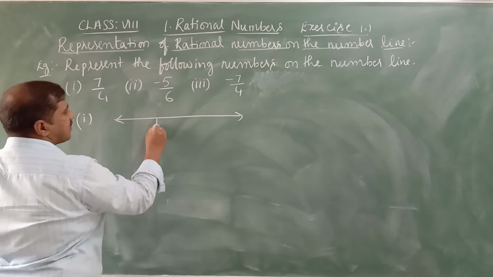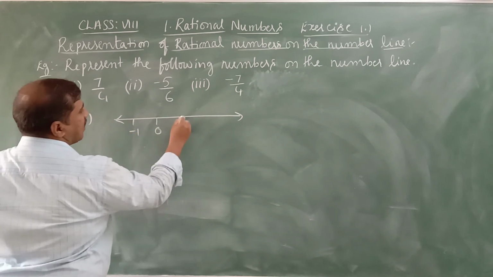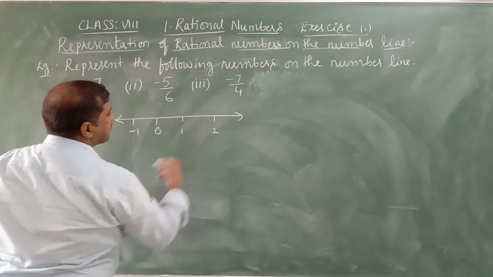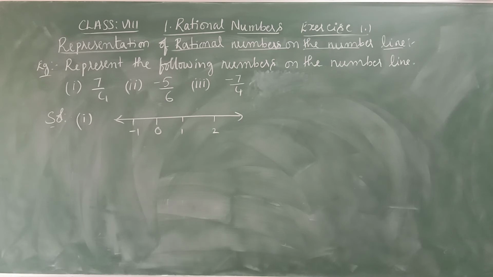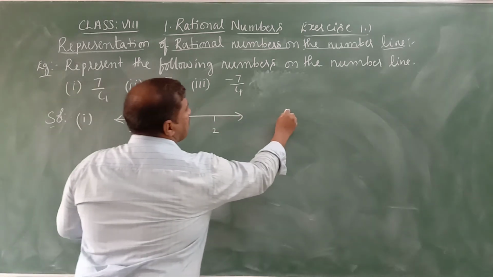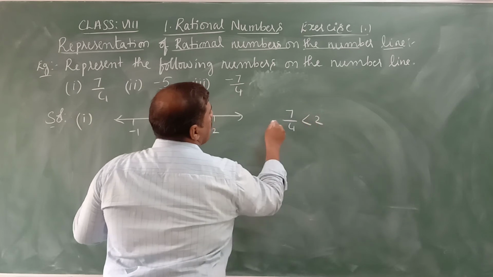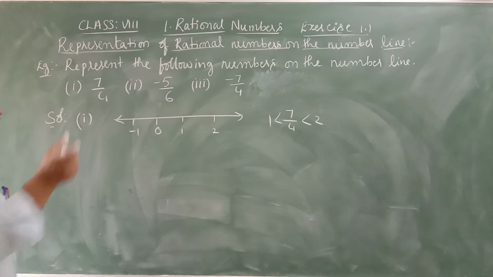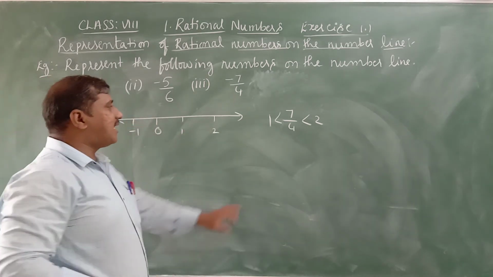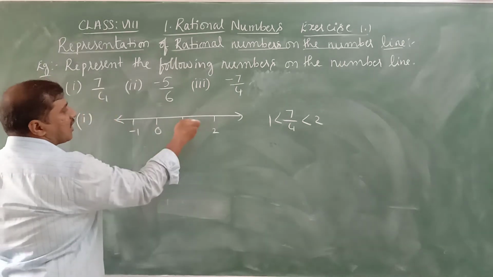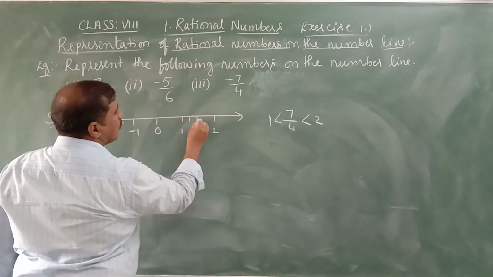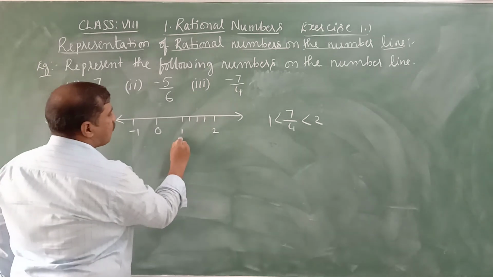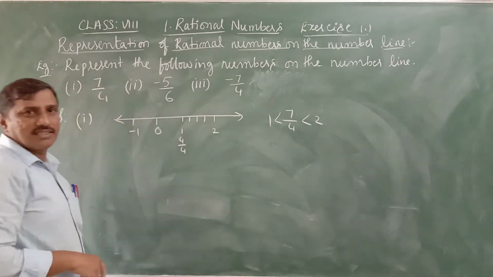So let this be 0 and this minus 1. This is 1 and this is 2, like this. So this number 7 by 4 is less than 2 and more than 1, so it lies in between 1 and 2. Here the denominator is 4. Divide the space between 1 and 2 into 4 equal parts: 1, 2, 3 and 4. So 1 we can write as 4 by 4.